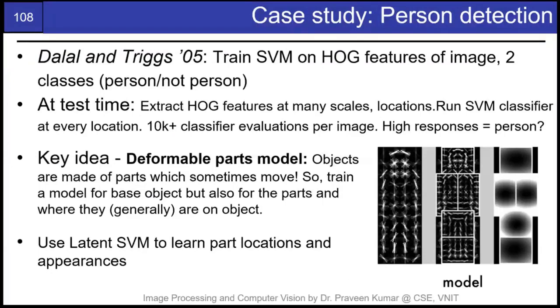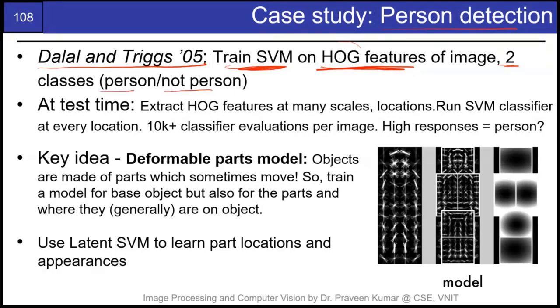So it was used for a long time, and a good example of success, considered at that time, was person detection, which was developed by Dalal and Triggs in 2005. They used histogram of oriented gradient features. It's similar to SIFT features, but much simpler. They used those features and trained using an SVM, with two classes, person and not person.